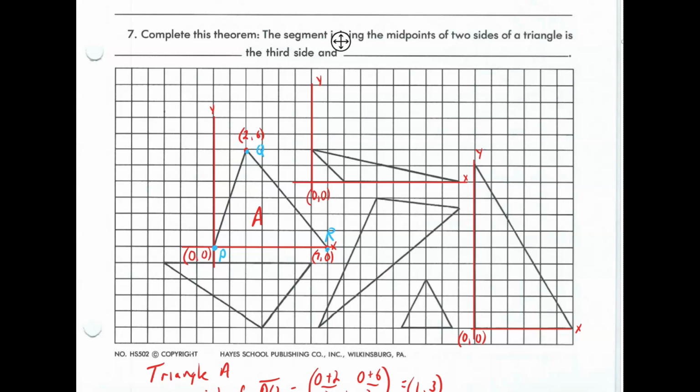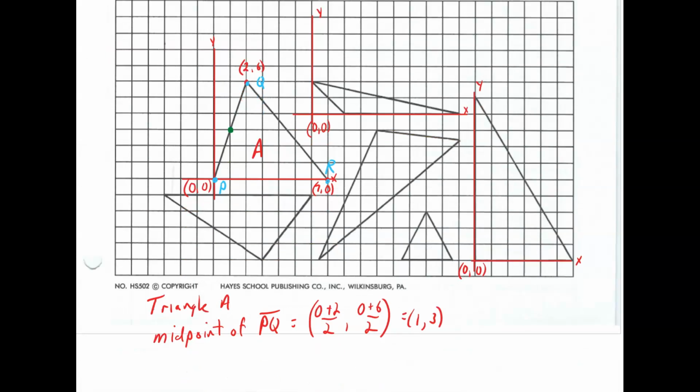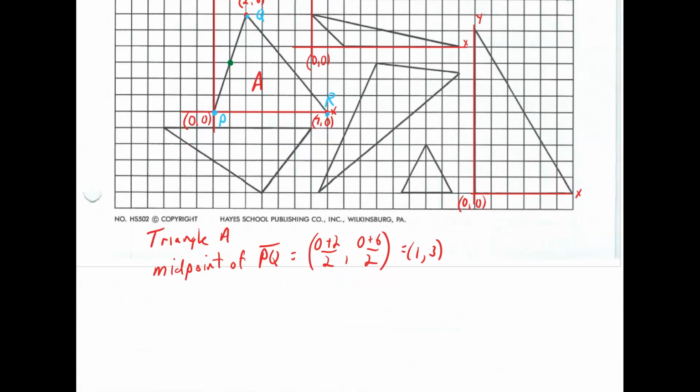Let's draw our midsegment in green. All right, let's find the midpoint of QR now. All right, now it looks like it's right about here, but let's just see where it is. So the midpoint of QR, let's see.